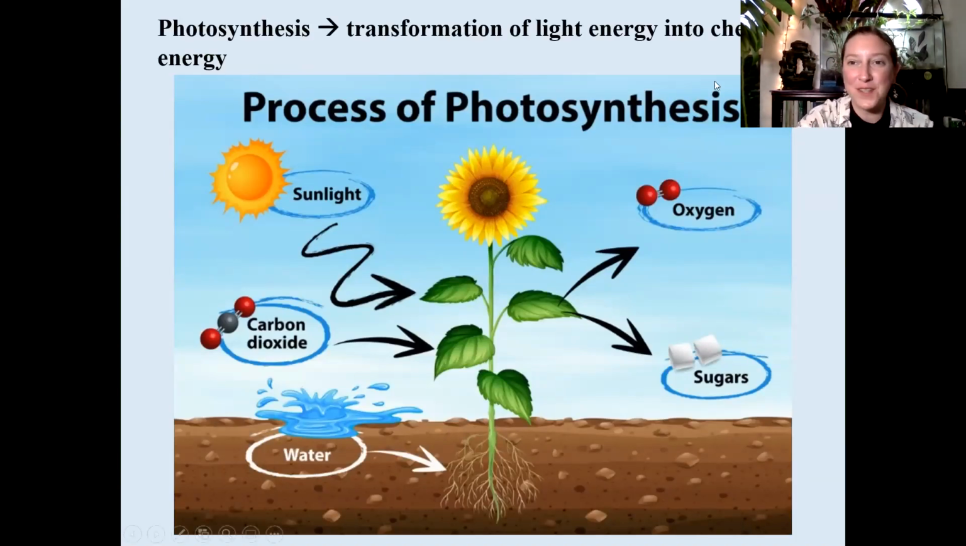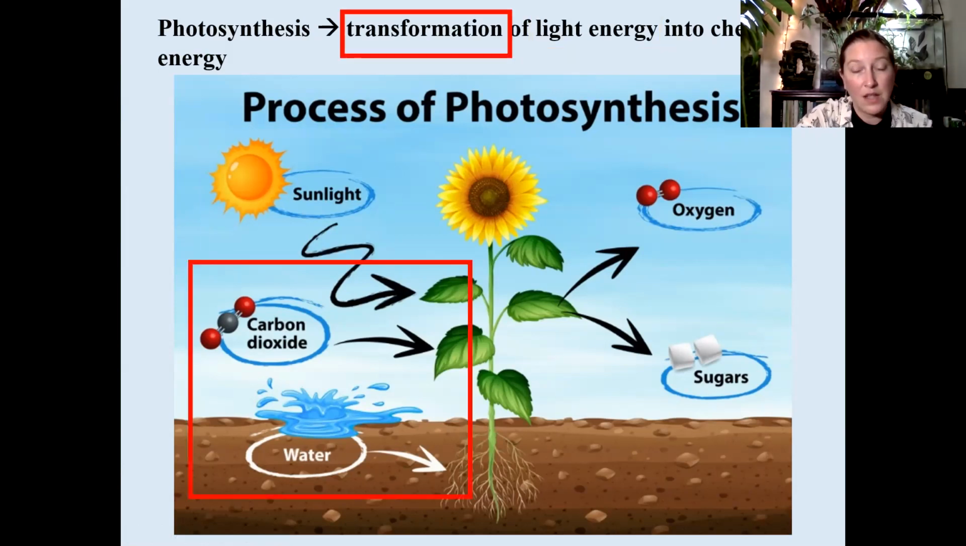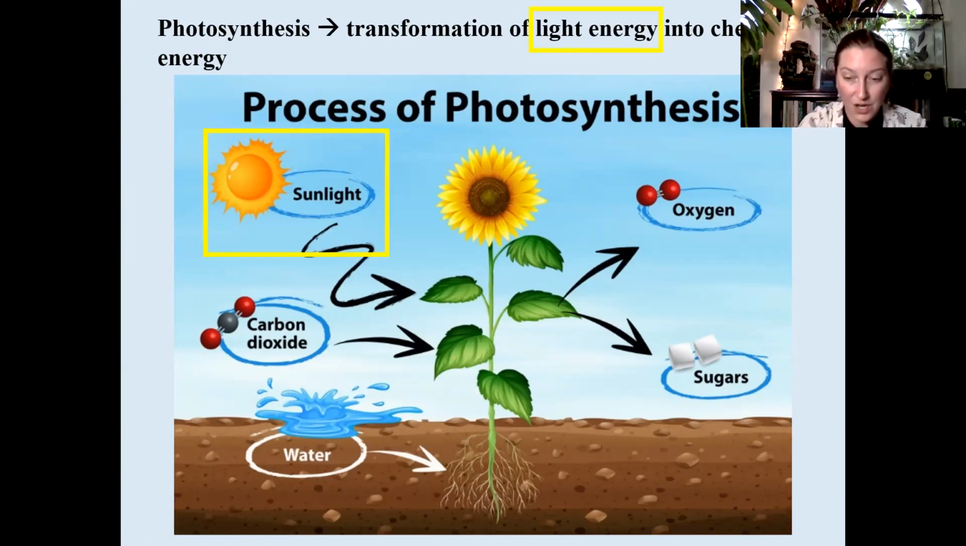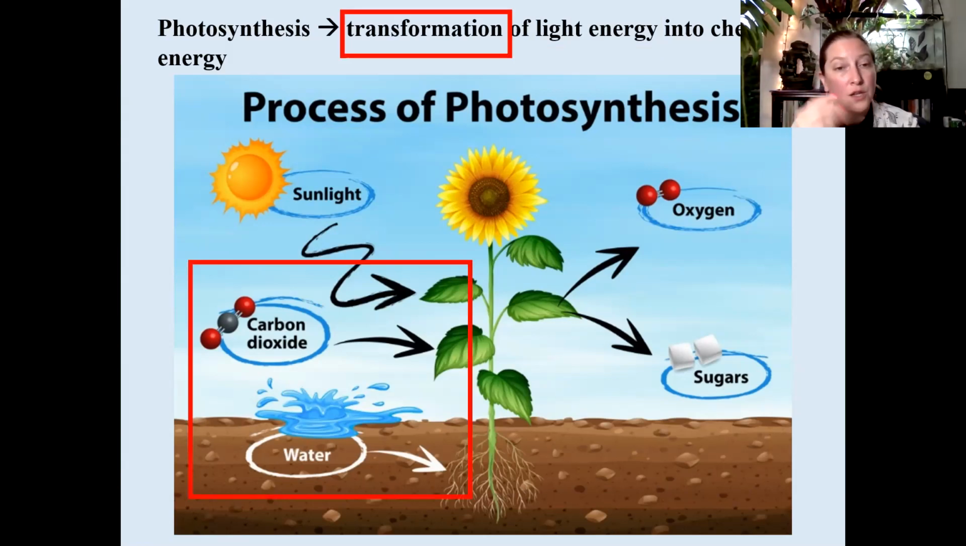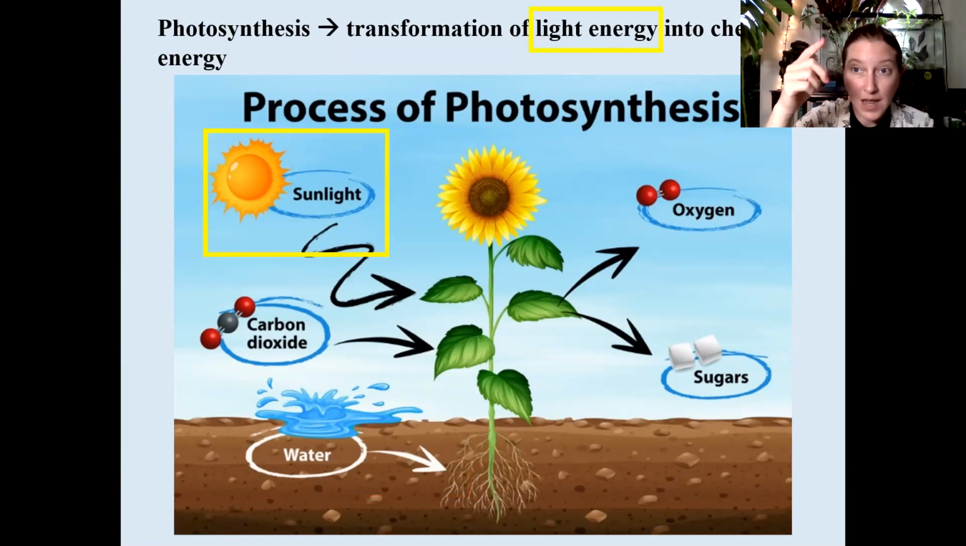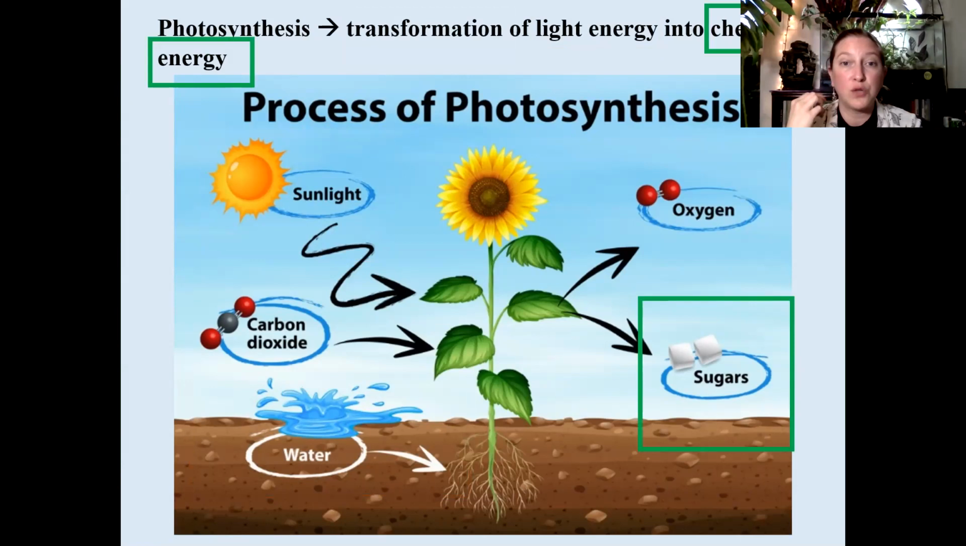And enough about that. So photosynthesis, we've seen this slide before, but we're going to go a little bit more in detail today about photosynthesis. But overall, what is photosynthesis? Well, it's when plants take light energy from the sun and turn it into chemical energy via a bunch of different processes. The light energy is going to transform carbon dioxide and water that the plant absorbed. So it absorbed carbon dioxide from the air and it absorbed water from the soil. And those are going to be transformed using light energy from the sun into chemical energy, which will be sugars.